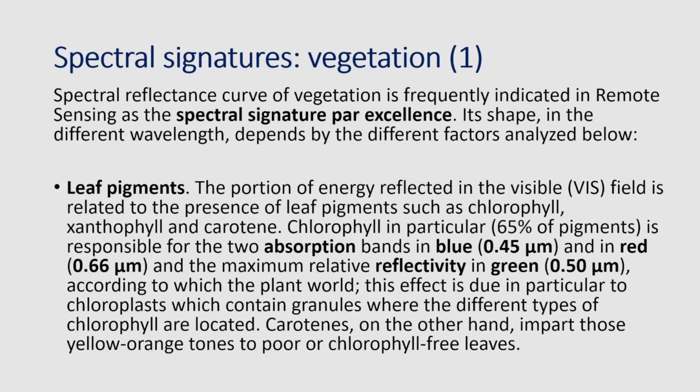Chlorophyll in particular, 65% of pigments, is responsible for the two absorption bands in blue, 0.45 µm, and in red, 0.66 µm, and the maximum relative reflectivity in green, 0.50 µm, according to which the plant world appears green. This effect is due in particular to chloroplasts which contain granules where the different types of chlorophyll are located. Carotenes, on the other hand, impart those yellow-orange tones to poor or chlorophyll-free leaves.